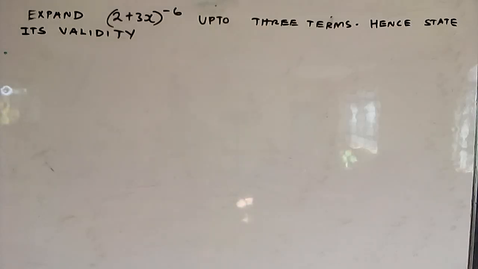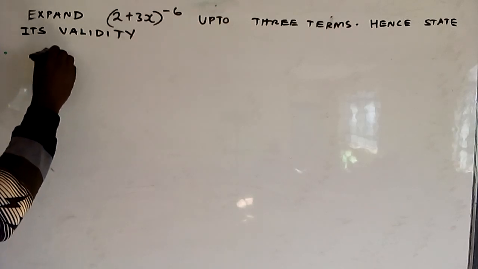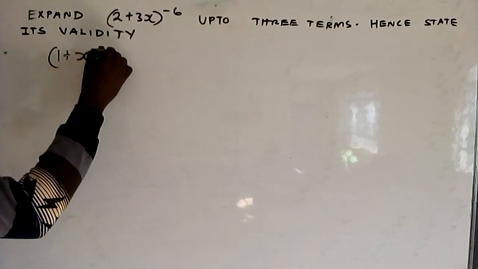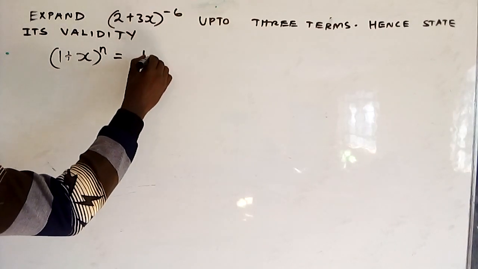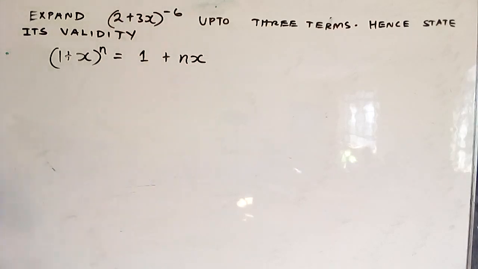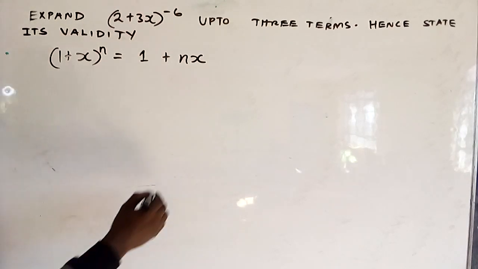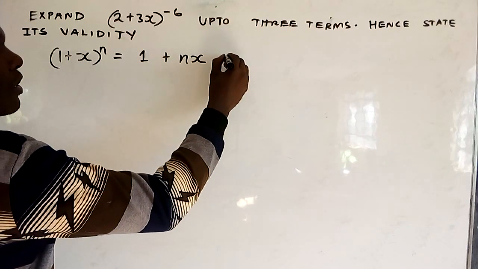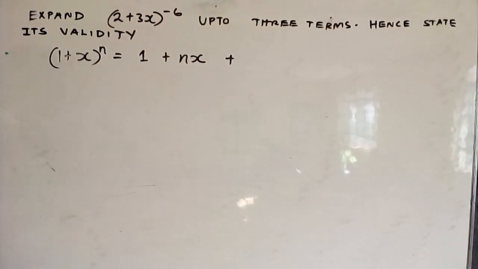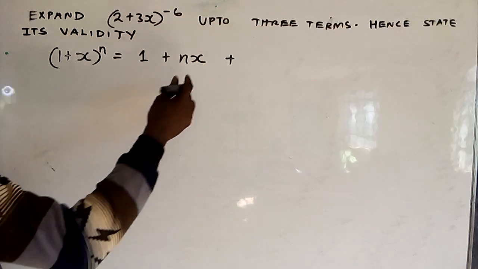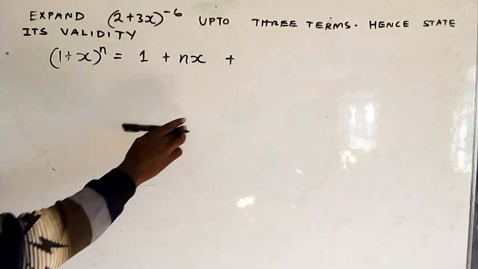Now in this example, expand (2 + 3x)^-6 up to 3 terms. So the first thing you know is this: when you have (1 + x)^n, you know the first term is always 1, the second term is nx. Then plus, I'm leaving some space because there's something I want to add there. Then plus, on the next line, the third term.